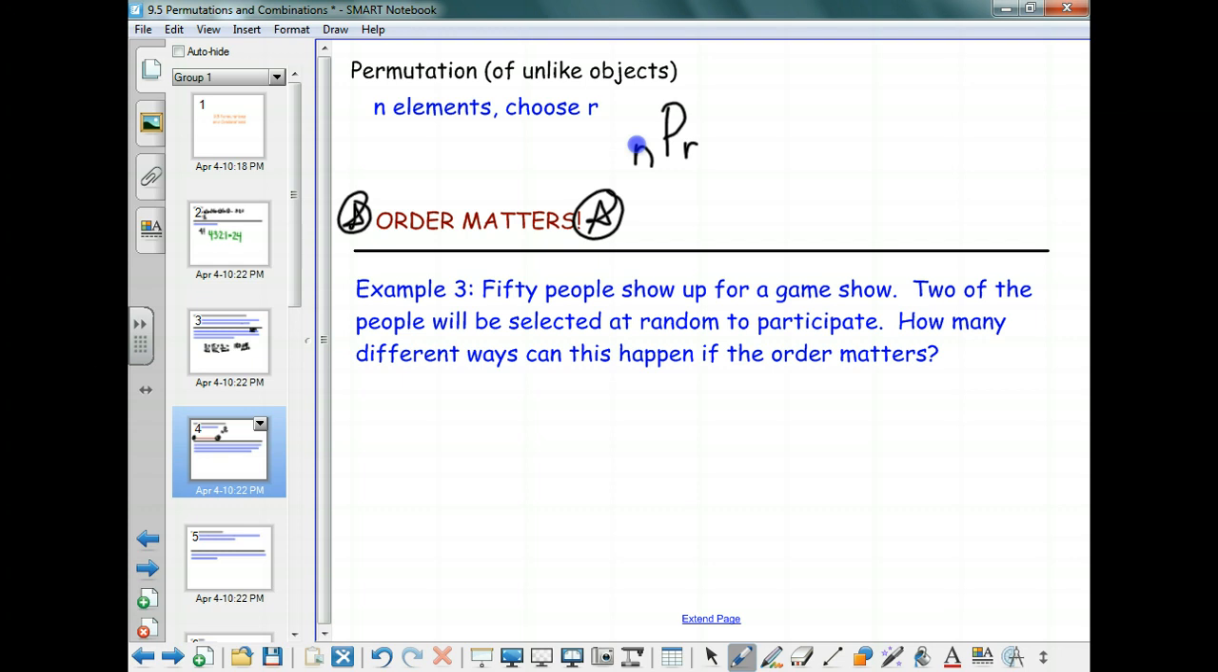With my pizza example, it probably didn't matter. If I picked 3 pieces of pizza and put them all on my plate, I've got 3 different kinds of pizza, and it really doesn't matter what order I eat them in. That doesn't change what I ate. The net result is I still had 3 different kinds of pizza, and the order didn't matter. But there are some things in which the order does matter. We're going to do this example in a minute, but let me give you another example to think about order mattering versus order not mattering.